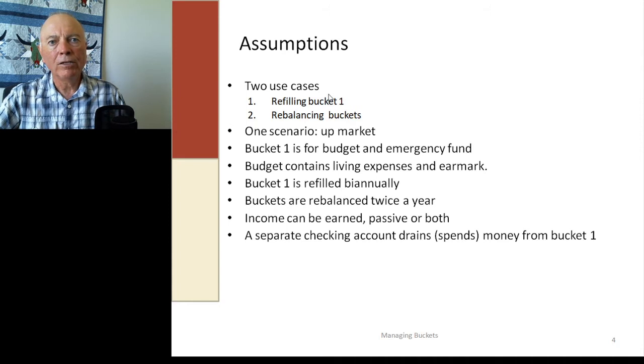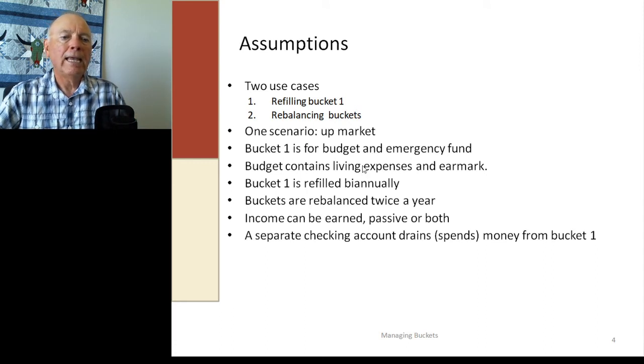Assumptions that are baked into today's presentation. We're going to have 2 use cases, refilling bucket 1 and rebalancing buckets. Only one scenario out of the myriad possible scenarios, and that's we're doing this in the context of up markets. Bucket 1 is used for budget or living expenses and emergency funding.